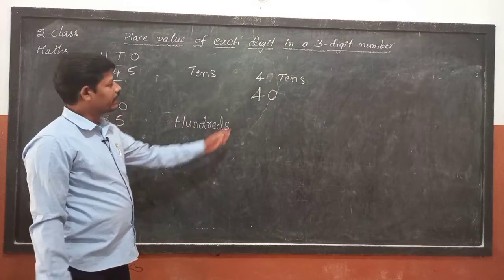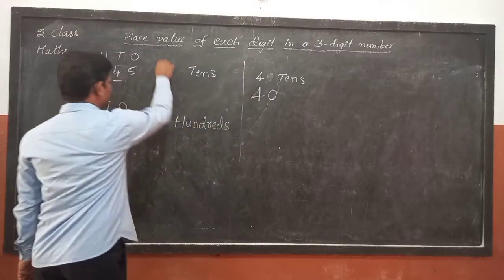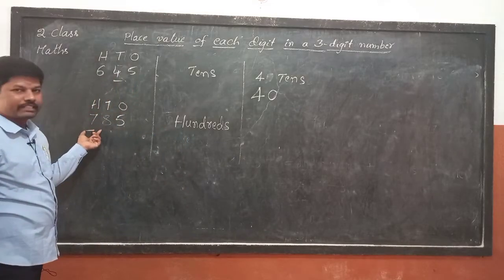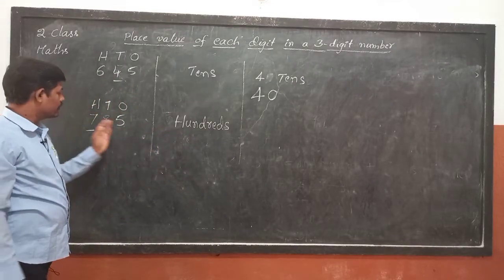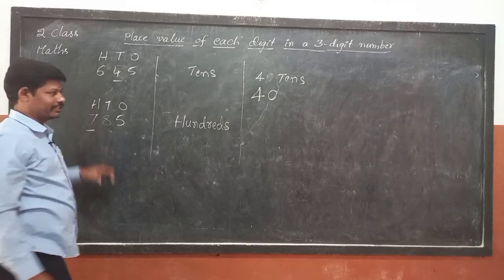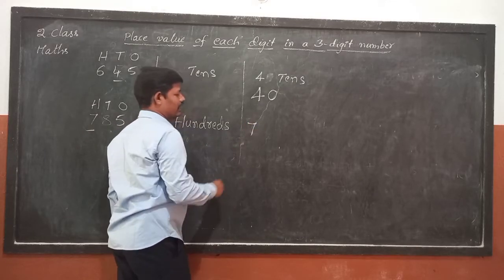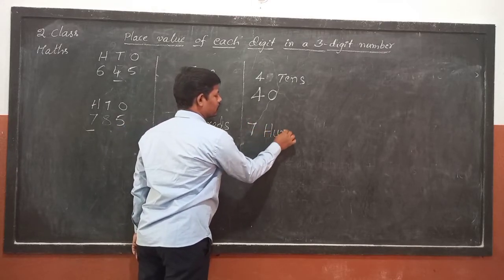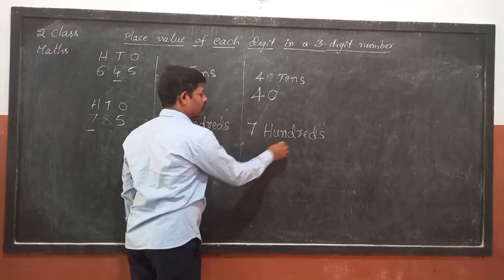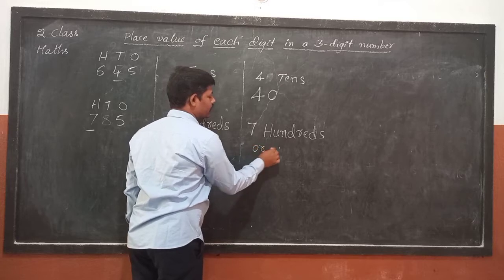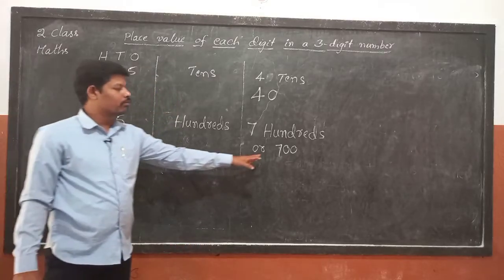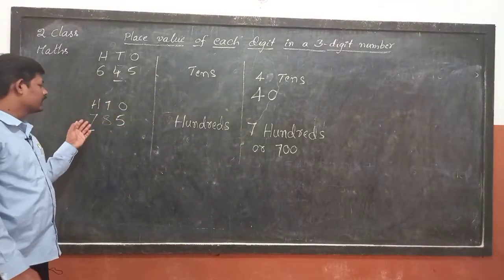Okay. Now in the second column, we have to write the place value. 7 is present in the hundreds place. What is the value of 7 here? 7 hundreds. Then we have to write here 7 hundreds, or you can write simply the number 700. That is the place value of 7 here.